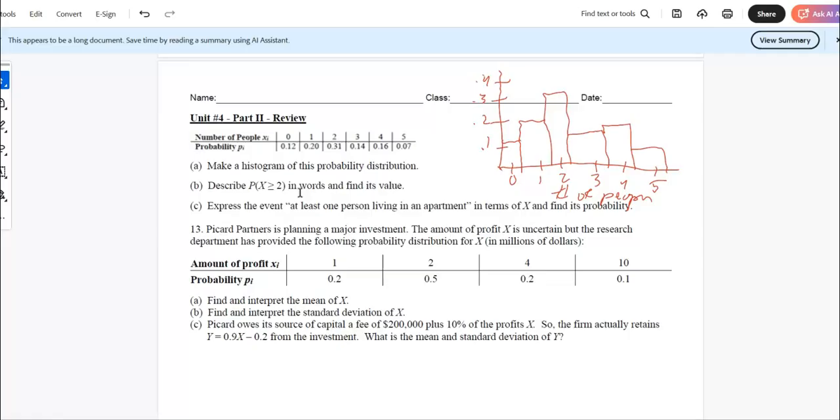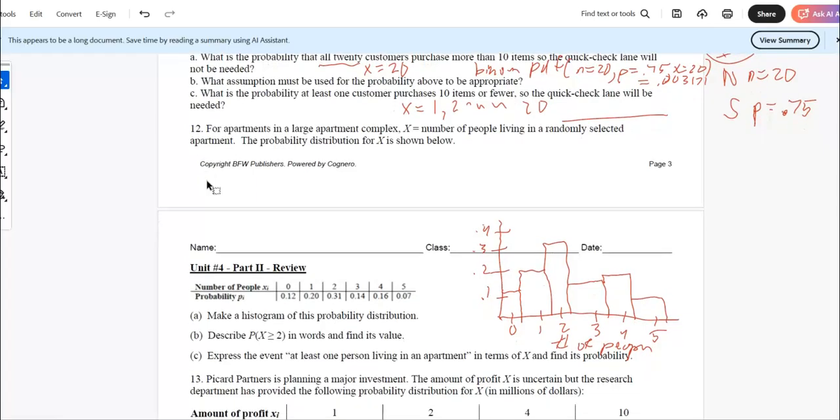So it looks maybe skewed to the right with a single peak at 2. Oh, I thought they're describing the shape. Describe the probability that X is greater than or equal to 2 in words.